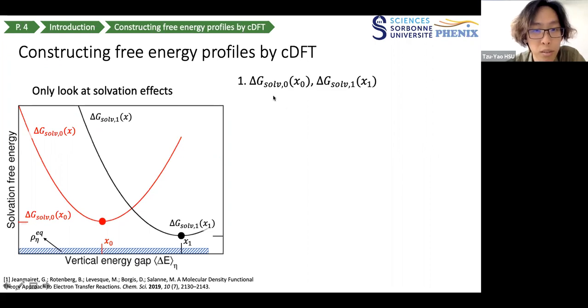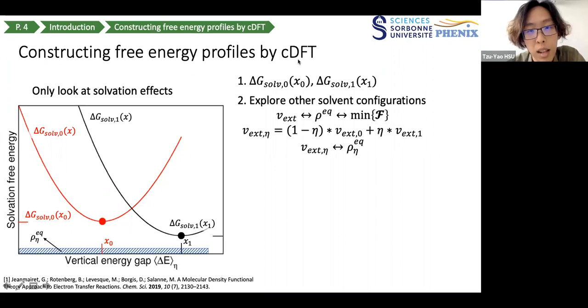So now we are going to construct these free energy profiles with solvation free energy as the y-axis with classical DFT. So first, we start with simple points. We calculate two equilibrium solutions, which are presented here with filled circles. And then we need to explore other solvent configurations. Because in classical DFT, we have this one-to-one relationship between external potential, equilibrium density, and minimized free energy functional, we can interpolate the external potential of these two equilibrium solutions. And then we can obtain this series of equilibrium solvent configurations.